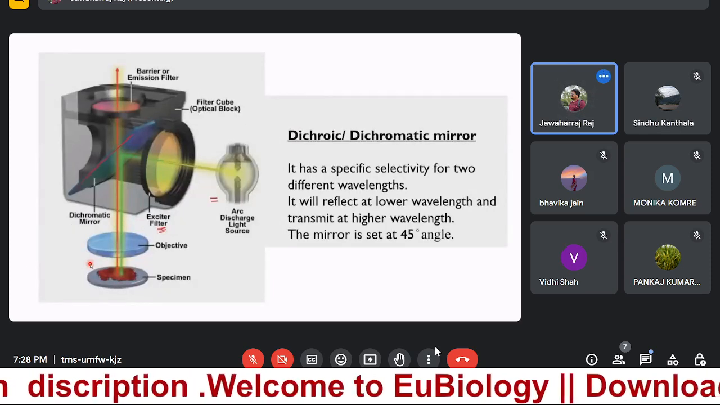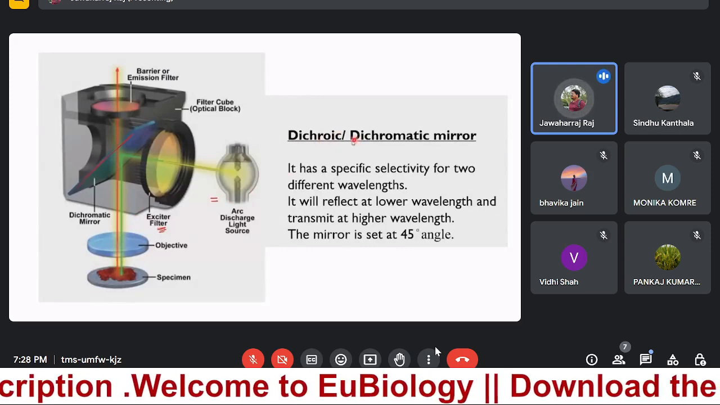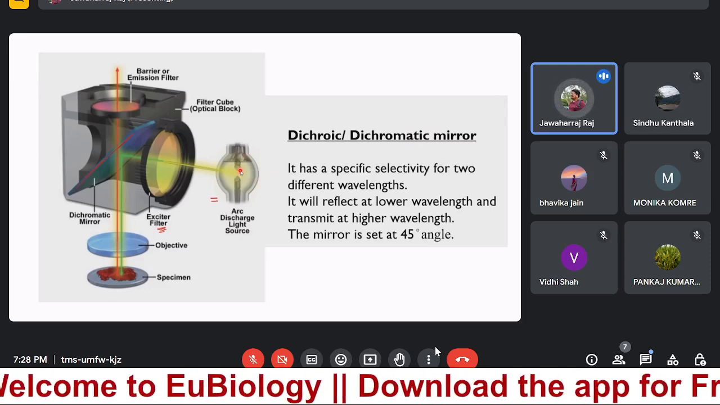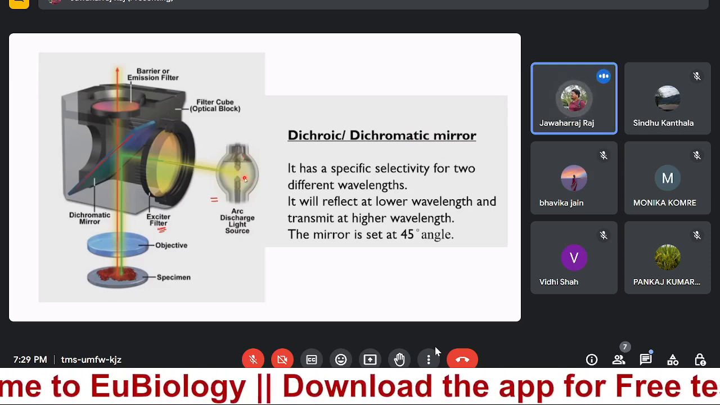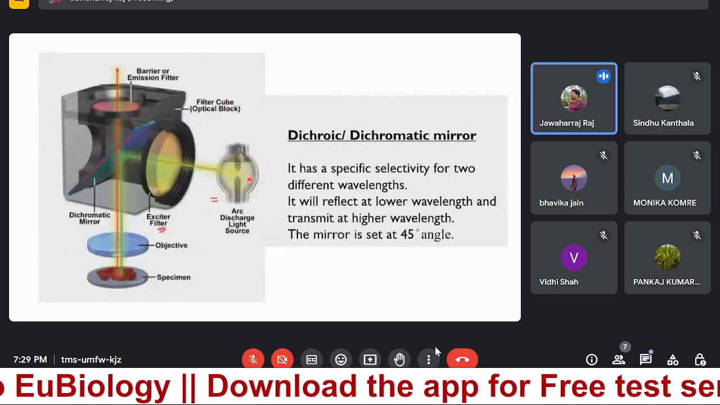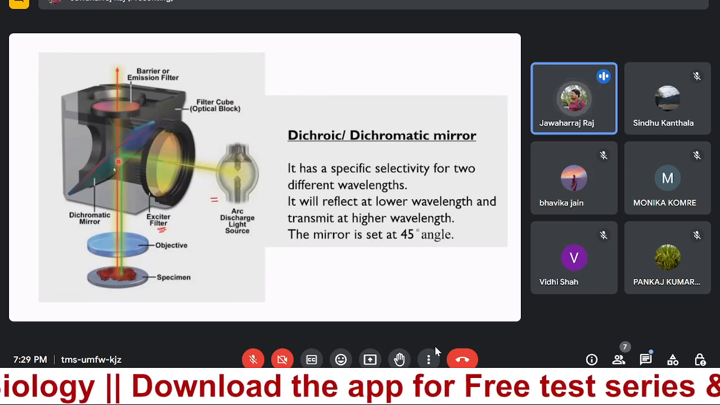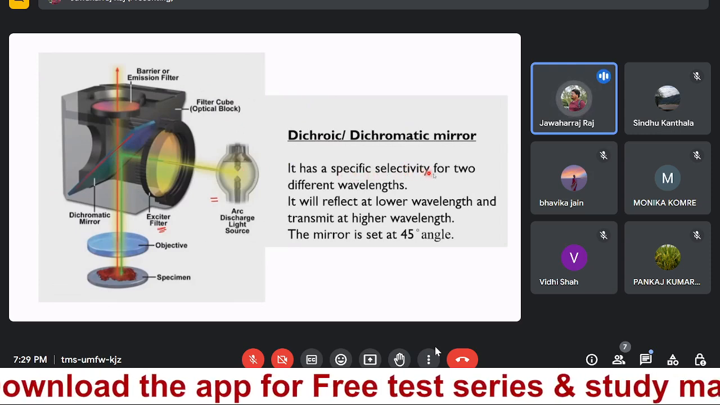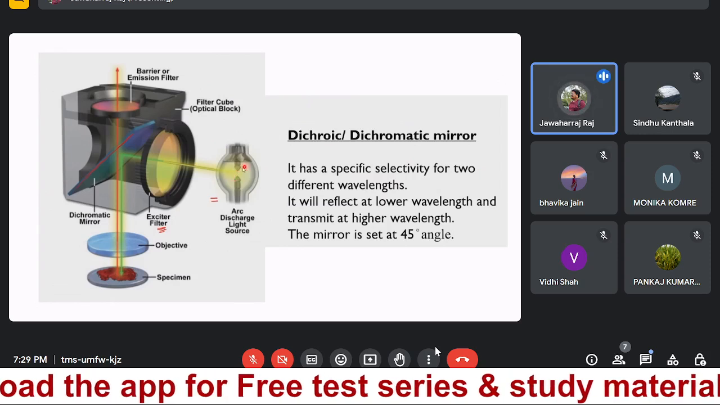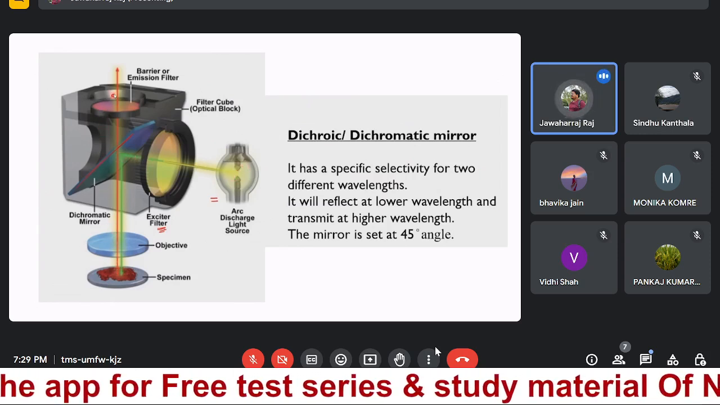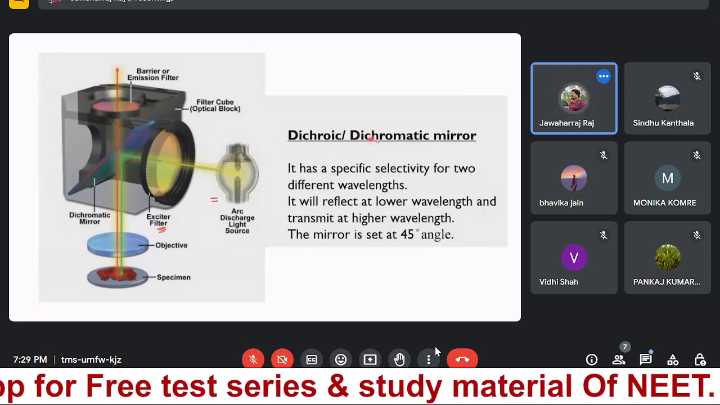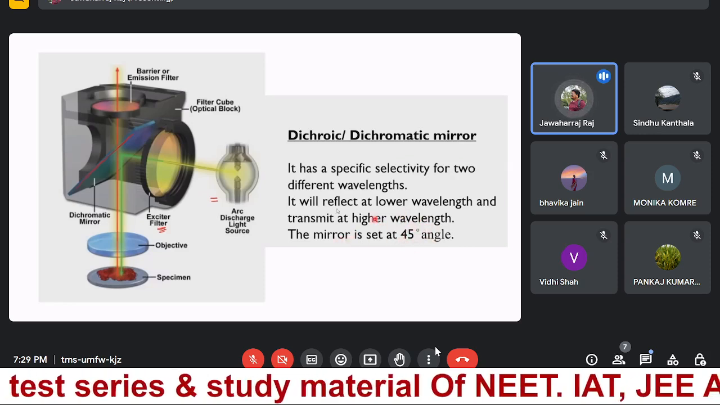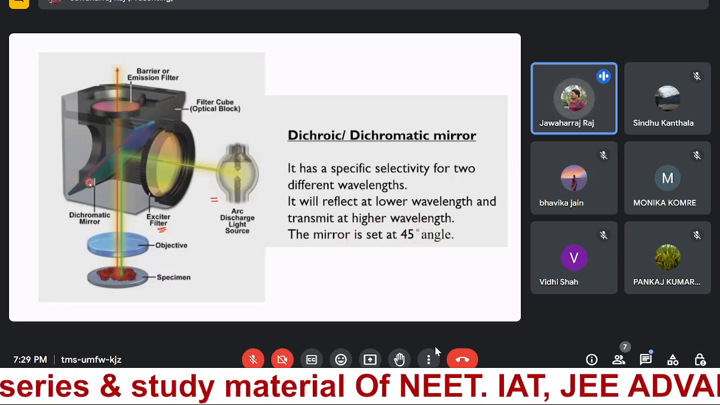Now, what is this trichroic or dichromatic mirror? See, this is the light. It may be mercury light or xenon light, as I have said here. After that, this light will hit this dichromatic mirror. What will this dichromatic mirror do? It will have specific selectivity for two different wavelengths: one for the excitation wavelength and one for the emission wavelength. And this dichroic mirror can reflect at a 45-degree angle. If you see the angle of this mirror, it is 45 degrees.